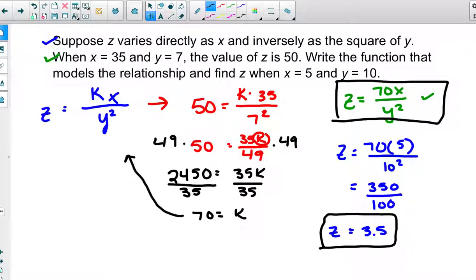So again, hopefully you find this pretty easy. It does have steps, but at the same time, after a chapter of logs, hopefully you find this a little bit more algebraically friendly. So if you have any questions, just let me know.